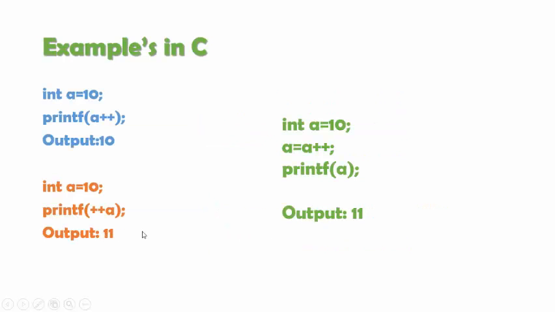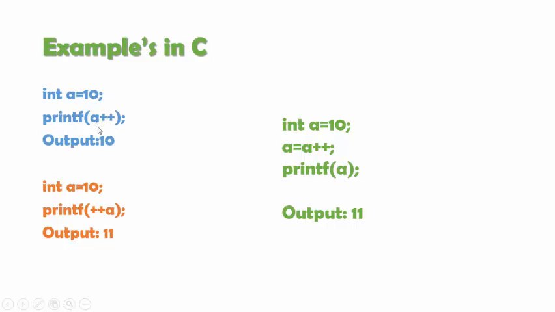Now let's see some C examples. We have the integer variable a equal to 10, so a has the value 10. If you use the printf function with the post-increment, that is a plus plus, in this case it is a post-increment, so a has the value 10 and the plus plus happens afterwards.